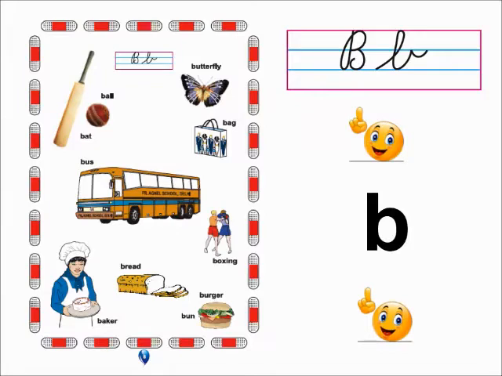So now let's move on to the vocabulary of letter B. Repeat after Nanda ma'am, children. B, b, bat. B, b, ball. Repeat. B, b, butterfly. Repeat. Bag. Repeat.